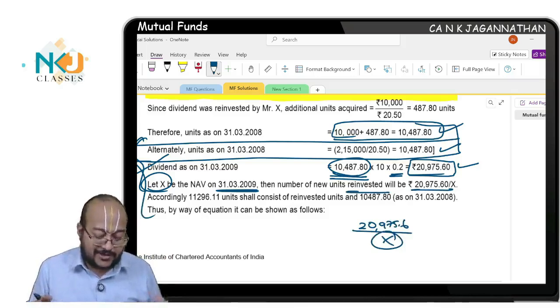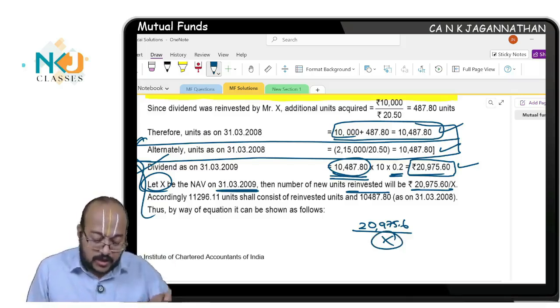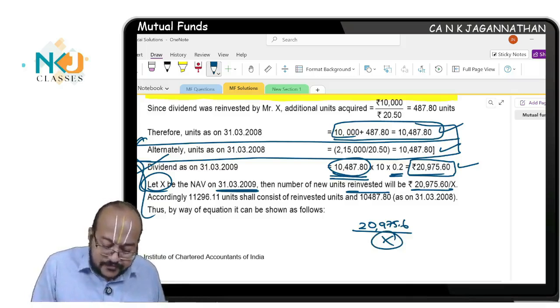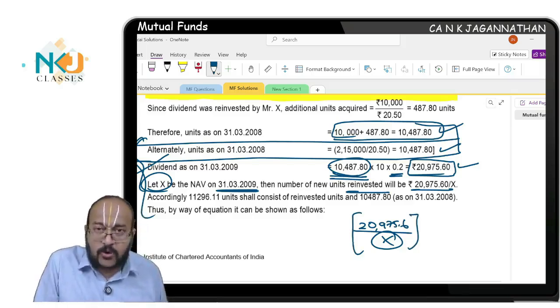So assume it to be X. That is the question. Now, working in reverse, they are asking us to compute it, right? You assume it to be X. Now they are saying that this will be turned, correct? Yes, this is what happened in the second year.